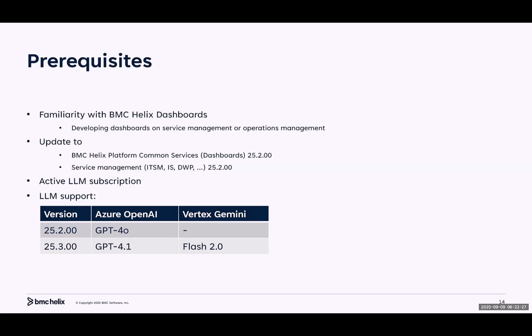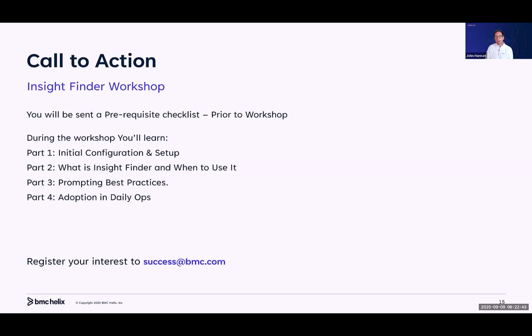And I would just add to that, if you are a SaaS customer and you're currently not on version 25.2, if you're on a lower version than that, then please do reach out to your customer success manager if you are working with one, or send an email to the same email address, which is success@bmc.com, to register your interest in going through the SaaS upgrade process, if that's applicable to you.